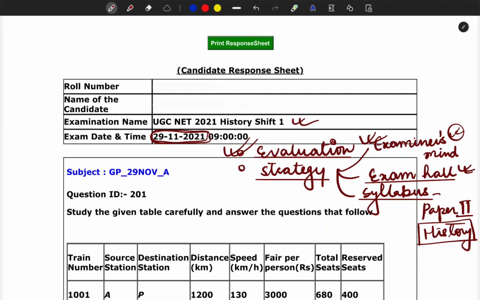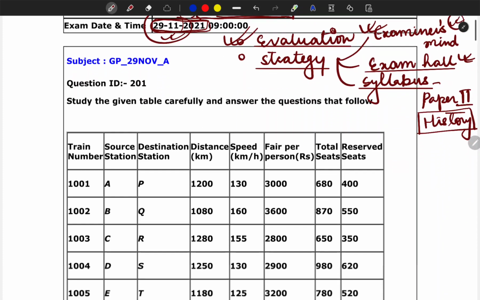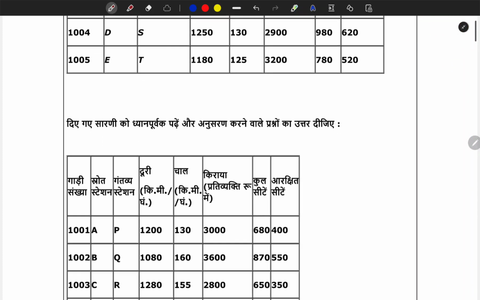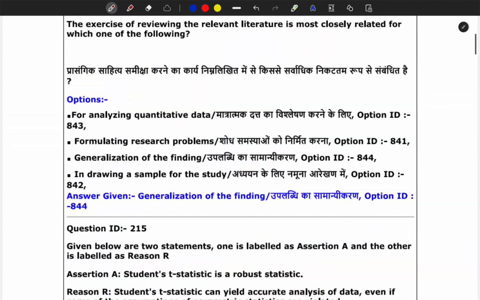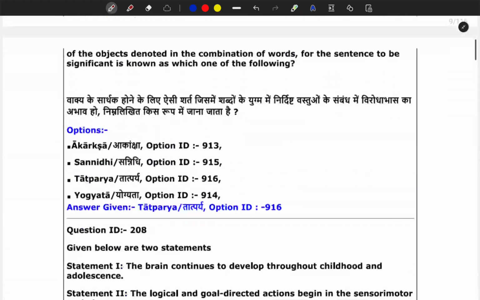So this was about the lecture. I have here the history 2021 paper, shift 1, and this exam was conducted on the 29th of November 2021. This is not my paper. I already mentioned that I got this from one of my friends because I lost my paper.